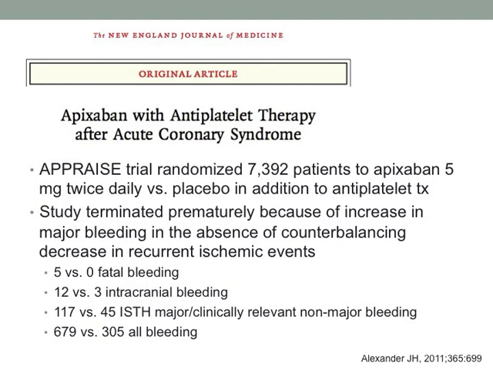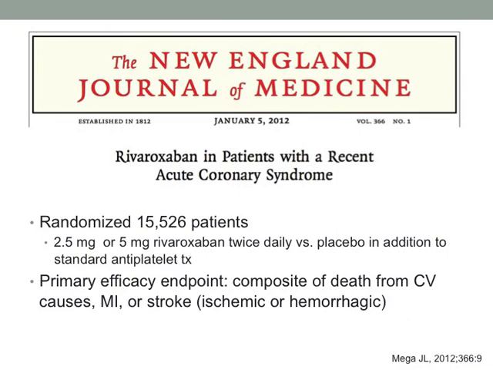Apixaban was studied in acute coronary syndrome in the APPRAISE trial, which randomized more than 7,000 patients to full-dose apixaban, so this is what we would use in atrial fibrillation and also in venous thromboembolism treatment, versus placebo in addition to the standard antiplatelet regimen. And this study was terminated prematurely because of an increase in major bleeding with no counterbalancing decrease in recurrent ischemic events. And you can see some of those bleeding events there.